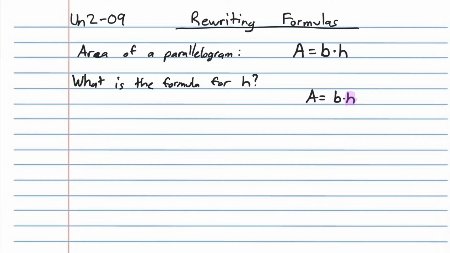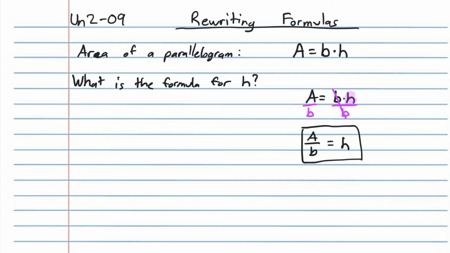Now this one's pretty easy because there's only a B that's attached to it. And then again, the B is attached with multiplication. In this one, they even give you the multiplication dot, so to kind of point that out. So to move it to the other side, the opposite of multiplication would be division. So we could simply divide by B, whatever you do to one side, do to both. On the right side, these B's cancel, and now we have H by itself is equal to A over B. And that's what they want, right?